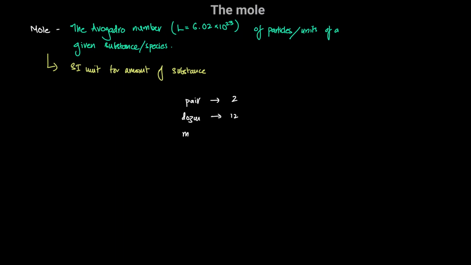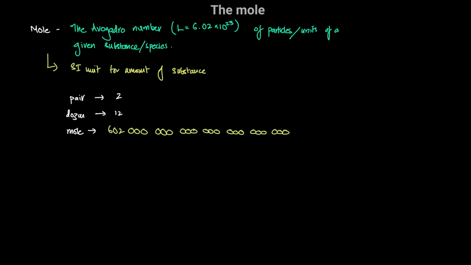When we say that we have a mole of a substance, or a mole of a particular species, what we mean is we have 6.02 times 10 to the power of 23 units or particles of that substance or species. So just like a pair means two of something, or a dozen means 12 of something, a mole simply means we have this many, that is 6.02 times 10 to the power of 23 units of that something.